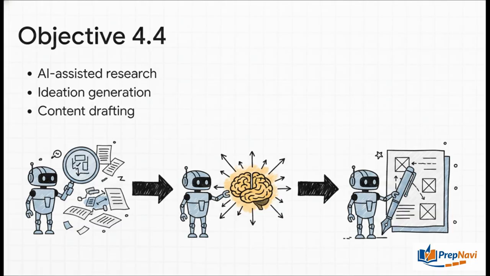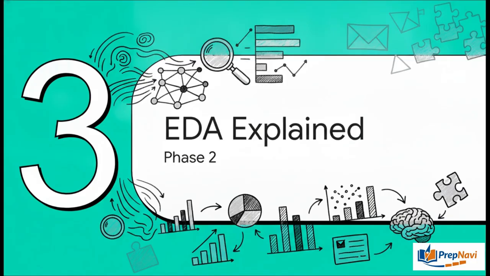It's all about using AI to rapidly accelerate the very first stages of your research pipeline, getting you from zero to a solid starting concept in seconds. Let's look at Section 3, Exploratory Data Analysis Explained.